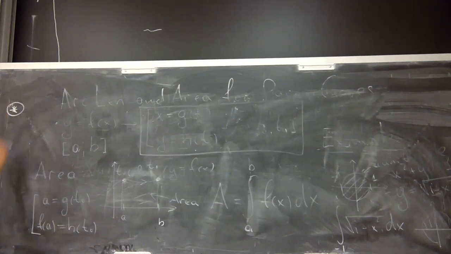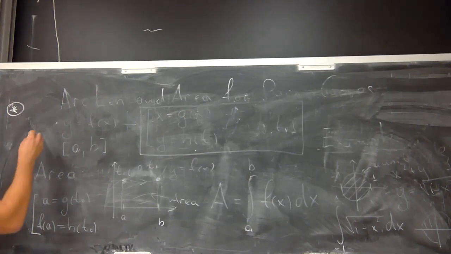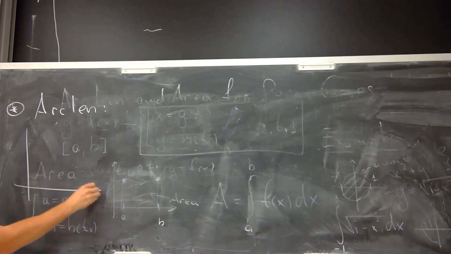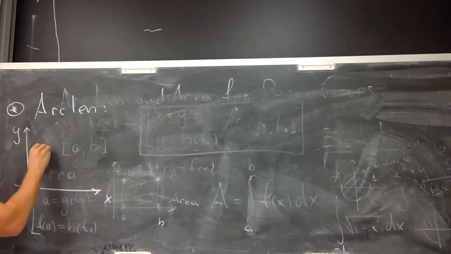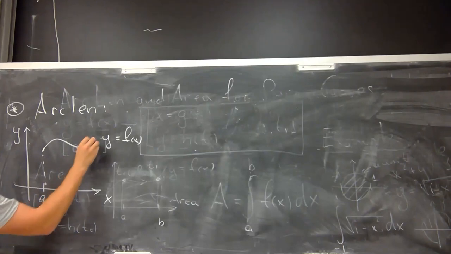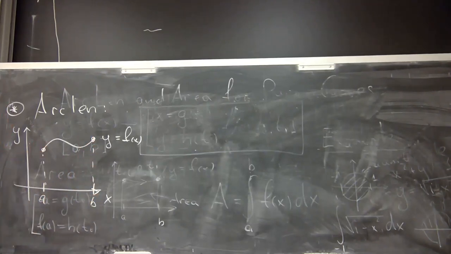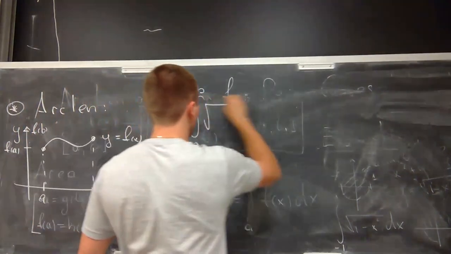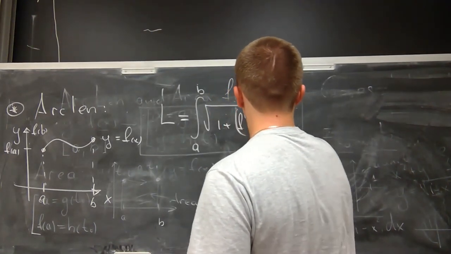The idea is to recover the formula for arc length from the Cartesian form. So, arc length. We know that if we are given a function y equals f of x, this is my point A and this is my point B. This is my f of A, and this is my f of B. If we want to find the formula for arc length by using calculus 1 and 2, we know that the length equals the integral from A to B of the square root of 1 plus f prime of x squared, dx.